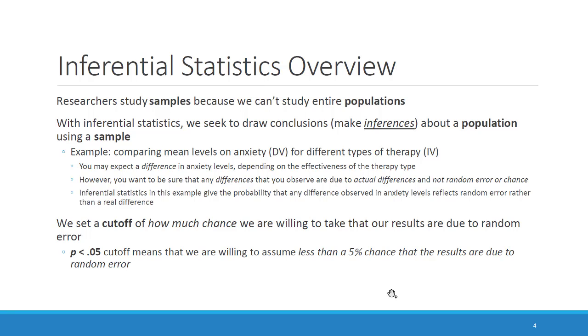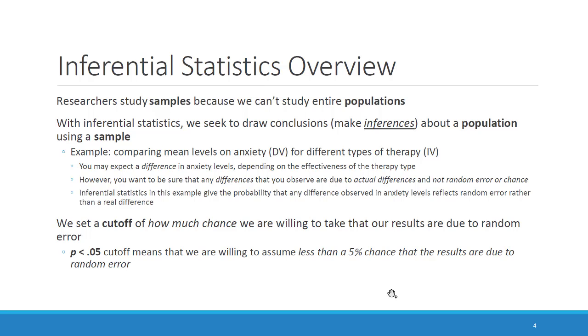However, you want to make sure that any differences that you observe are due to actual differences in the therapy types and not random error or chance. Inferential statistics in this example give us the probability that any difference observed in anxiety levels reflects random error rather than a real difference. We set a cutoff value of how much chance we are willing to take that our results are due to random error.